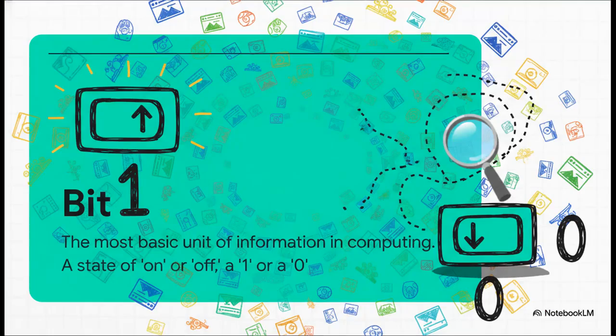So, at its absolute core, a bit is basically a light switch. It can be on, which we represent with a 1, or it can be off, which we call a 0. Simple as that. Every single photo you take, every song you stream, every website you visit, when you get right down to it, it's all just a gigantic collection of these tiny on-off switches.